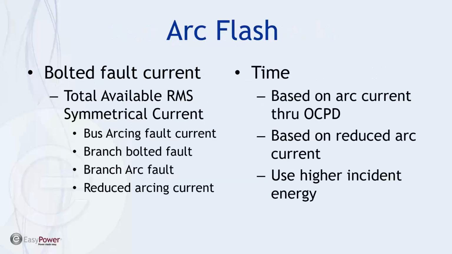So just real quickly, in both 1584 and NFPA 70E, there's a section regarding terminology or definitions. And so I just wanted to touch on that topic briefly. Basically, bolted fault current is the total available RMS symmetrical current that's passed to the arc flash calculator, if you will, from the short circuit module in EasyPower. And from that, there's a number of variables that are calculated that are used in the subsequent arc flash calculations.